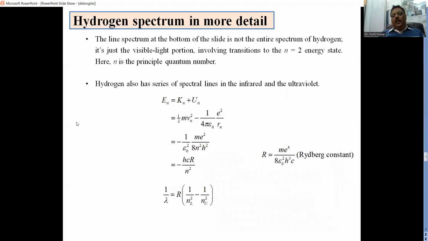As far as the hydrogen atom is concerned, the line spectrum at the bottom of the slide is not the entire spectrum of hydrogen, but just the visible light portion. The total energy is the sum of the kinetic and the potential energy, and the wavelength of the emitted radiation is given by a constant called the Rydberg constant multiplied by 1 upon the lower level square minus 1 upon the upper level square.